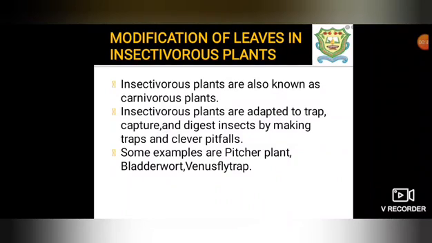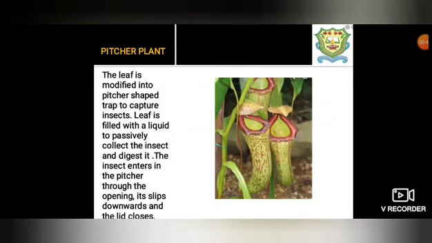Some examples are pitcher plant. In this, the pitcher-shaped leaf is filled with a liquid to passively collect the insects and digest them. Once the insect enters the pitcher through the opening, it slips downwards and the lid closes. The insect is then digested by various digestive enzymes and juices.